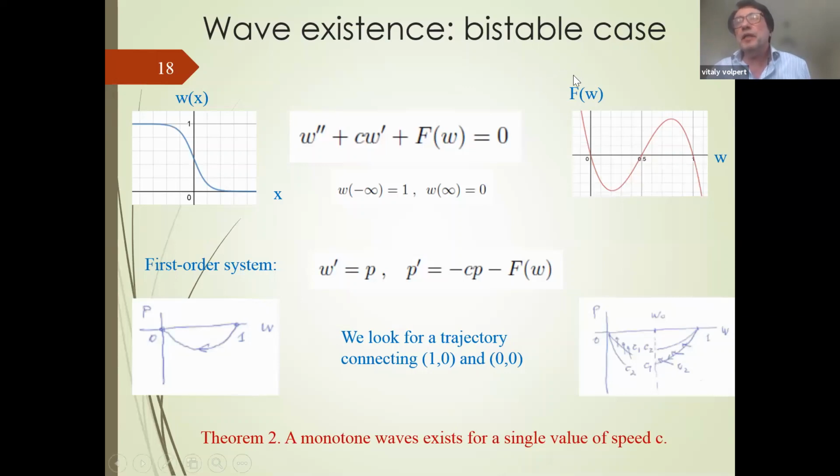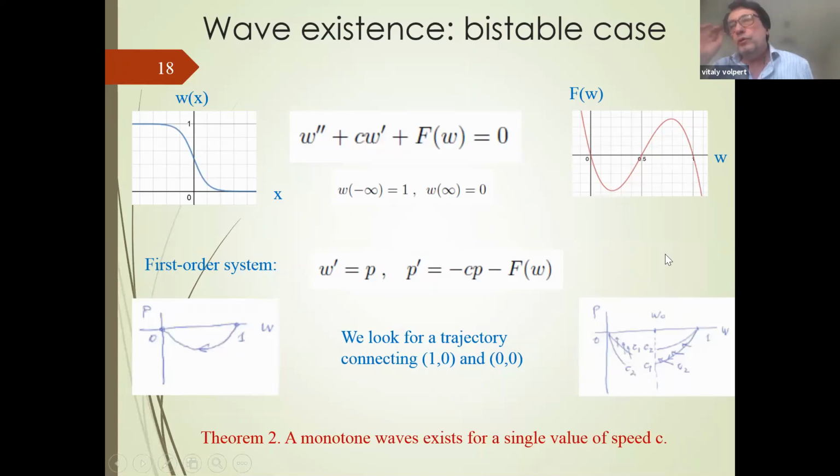So what happens in the bistable case? The beginning is exactly the same. We look for the trajectory connecting these two stationary points. But the difference now is that both of these stationary points are saddles. And this changes a little bit the existence results and the proof of this existence result. But again, it remains very simple. We have one trajectory leaving the stationary point 1, 0, and another trajectory coming to the stationary point 0, 0. But in general, these are two different trajectories. We need to have the same trajectory.